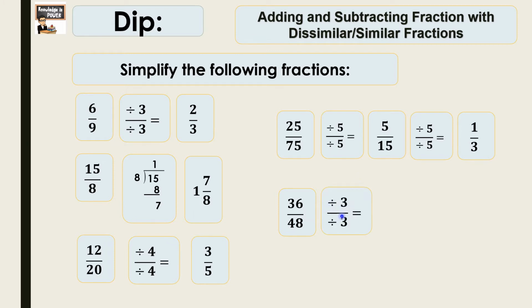36 divided by 3 and 48 divided by 3. So they are both divisible by 3. Next, 12 over 16. 12 over 16 is divisible by 4. So you divide 12 by 4 and 16 by 4. So that is 3 over 4.